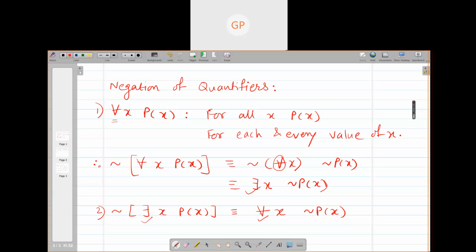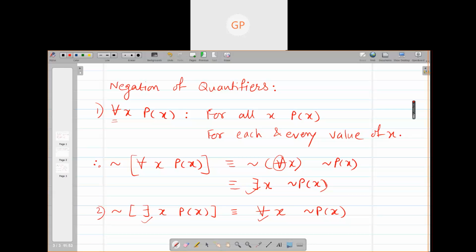We will see the examples, that time it will be clear. Okay, you will find it better to understand when we consider the examples. Have you understood it? What is the negation of for all? There exists. And the negation of there exists is for all.